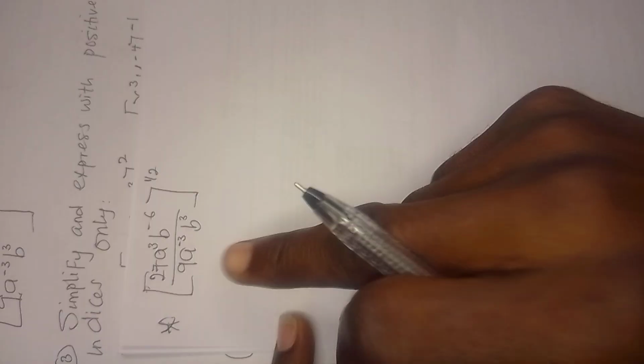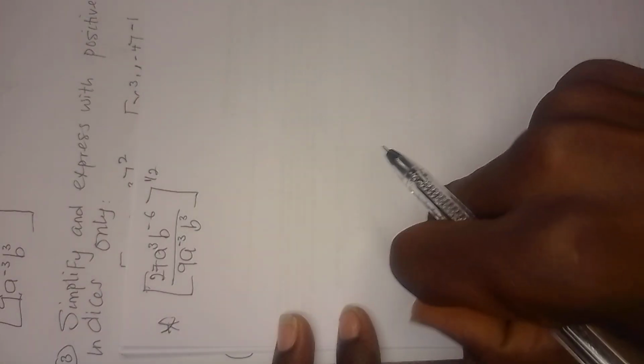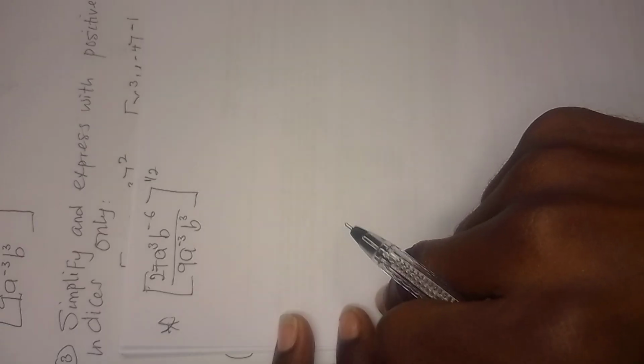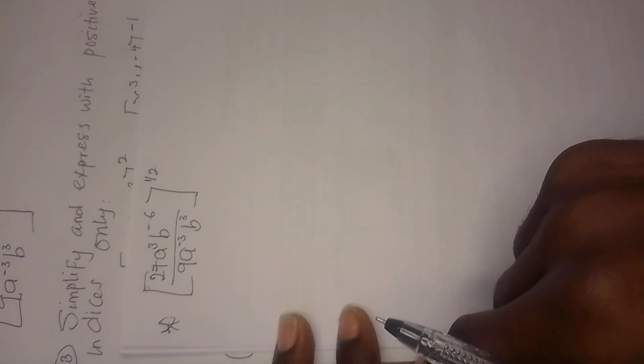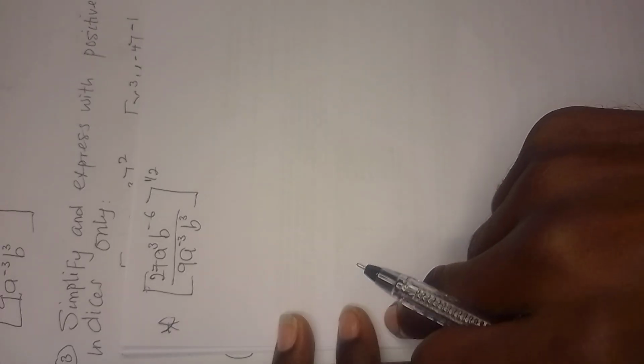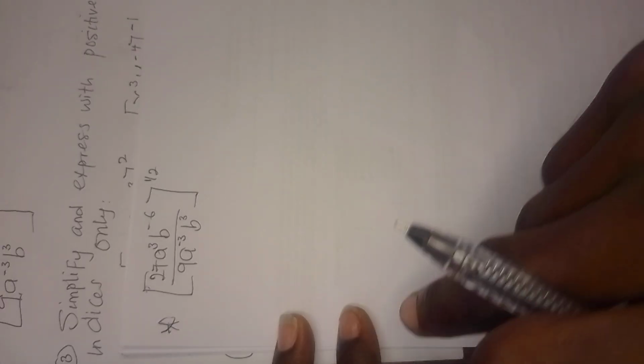Now I have the second question here, 27. For the first question, I've solved it already. Go back to the previous video, the video before this one, and then you see it. Now this is the second question that I'm solving here. I have, into bracket, 27 a raised to the power of 3, b raised to the power of minus 6, over 9 a raised to the power of minus 3, b raised to the power of 3, close bracket, all raised to the power of 1 over 2.